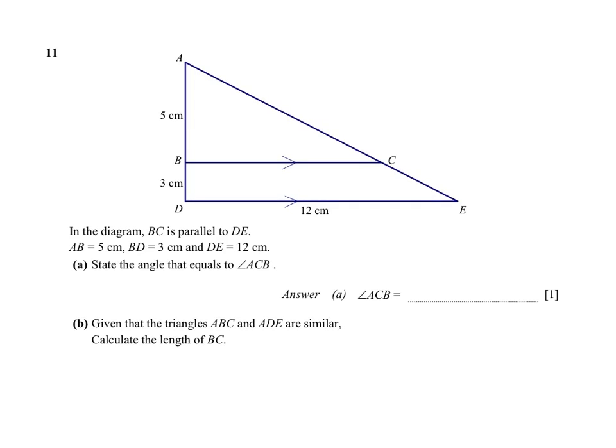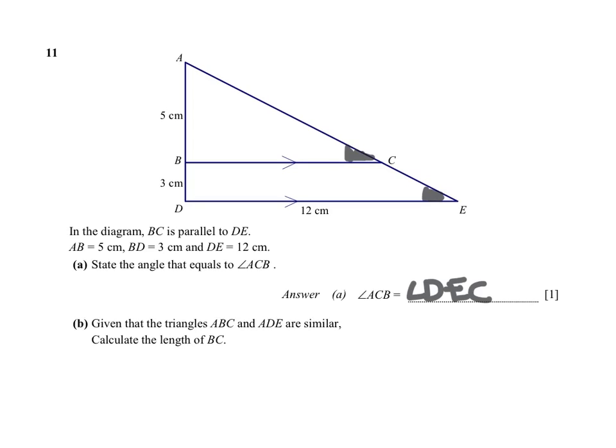This one is a question on similar shapes. State the angle that equals angle ACB. So angle ACB is right down here. This is the angle ACB. Which angle is equal to this? From here we see that the angle here is the same. So it's actually DEC.